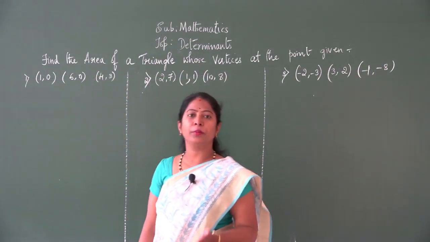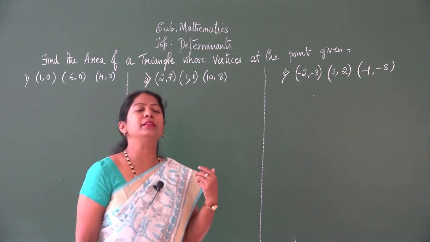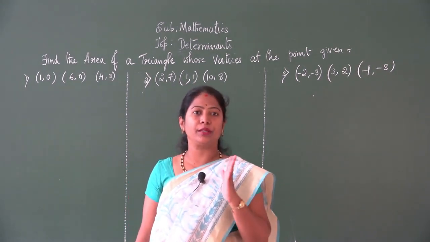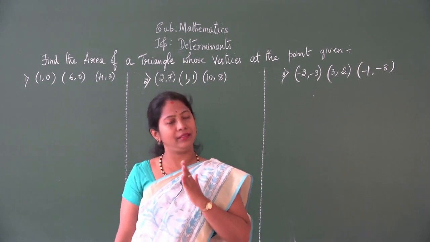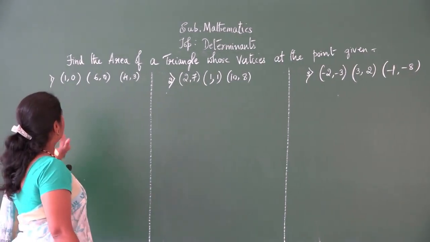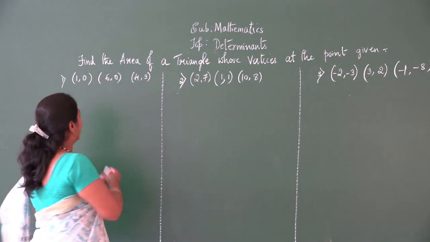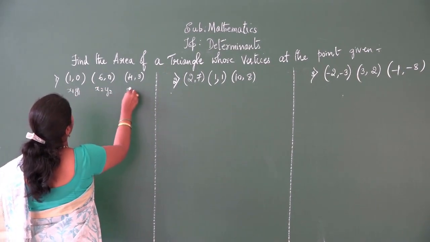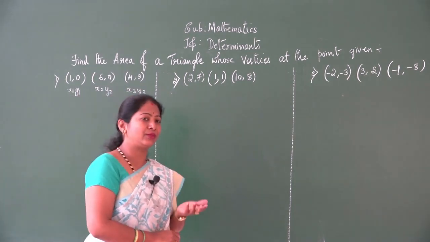Now we shall solve few problems based on area of a triangle. Before we solve this problem, let me quickly summarize the formula that we are supposed to use. Area of a triangle is given by delta equal to half into determinant of x1, y1, 1, x2, y2, 1, x3, y3, 1. So the first problem, find the area of the triangle whose coordinates are given: 1, 0, 6, 0, 4, 3. We shall mark these coordinates as x1, y1, x2, y2 and x3, y3.